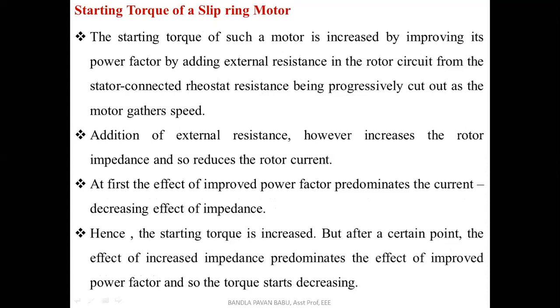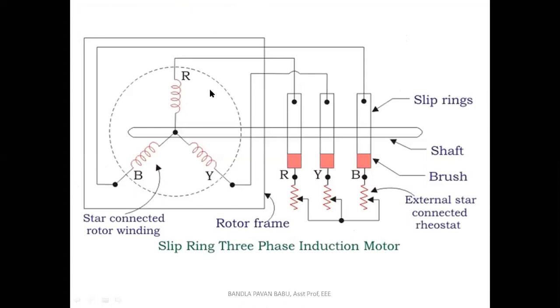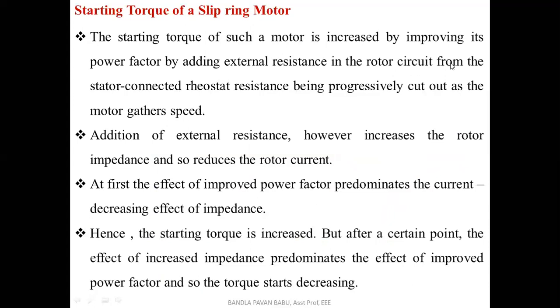Next, the starting torque of a slip ring motor. The starting torque of such motors is increased by improving its power factor by adding external resistance in the rotor circuit. Look at this diagram. This is the slip ring rotor, and with the help of the brushes through the slip rings, we are connecting the external resistance bank, called the shunt connected resistive bank. With this external resistance in the rotor circuit, from the stator connector rheostat, the resistance is progressively cut out as the motor gathers speed.